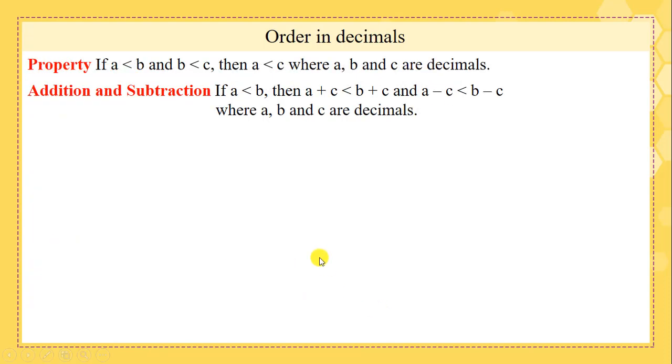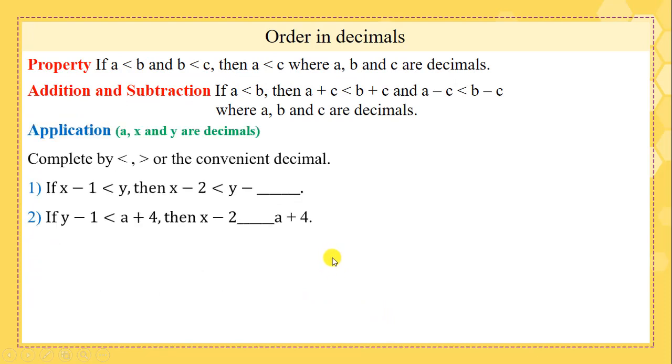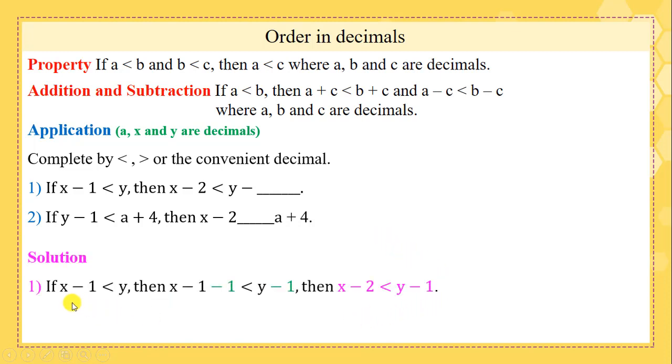And here we have an application about this objective. Please pause this video and try to solve this application. Solution: Part 1. If x minus 1 less than y, we need x minus 2, so we have to subtract 1 another time from x minus 1. So we will have x minus 1 minus 1.